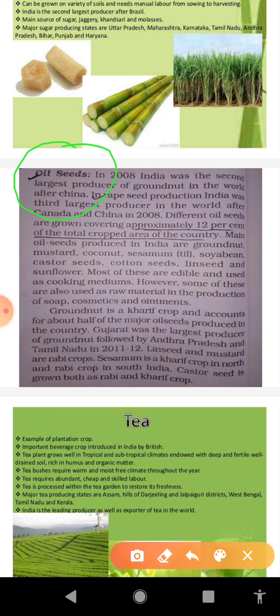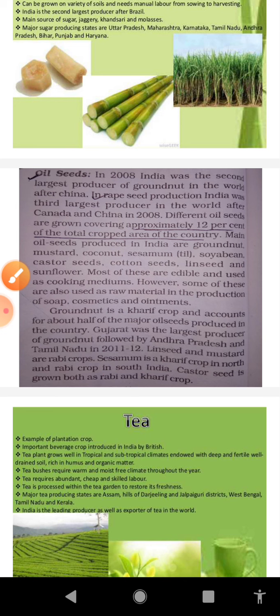With regard to the consumption of groundnut, a major part of the crop is consumed by the Banaspati industry. It is also used for making soap. It is rich in protein and vitamins, so it is eaten raw, roasted, or sweetened. While the cake serves as cattle feed in our country.